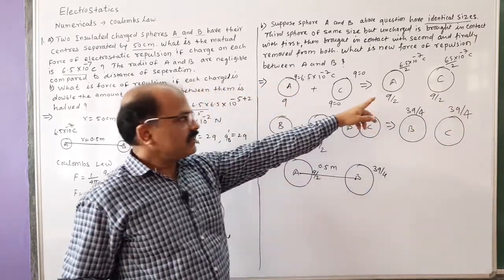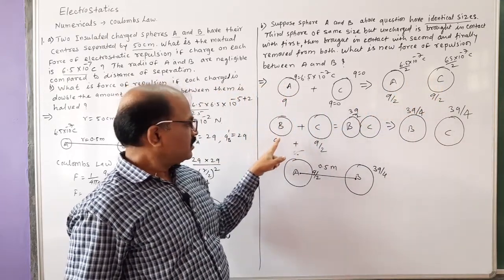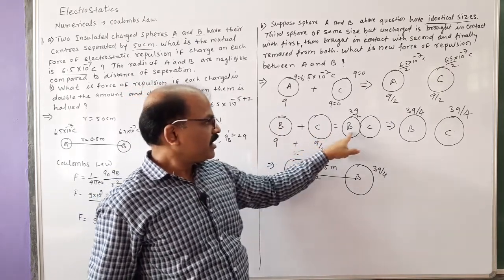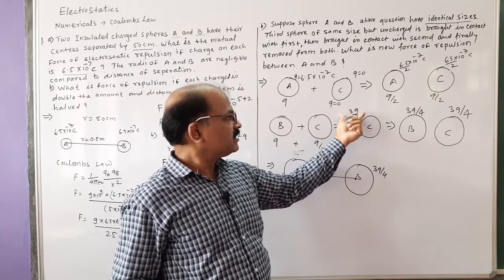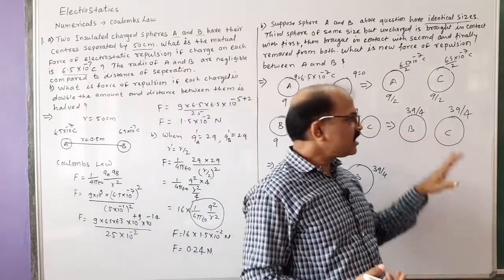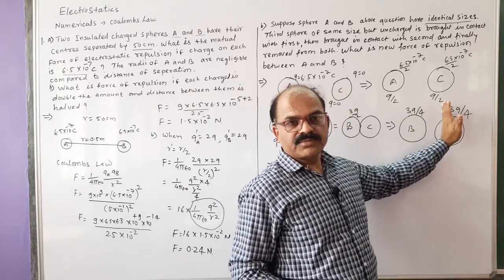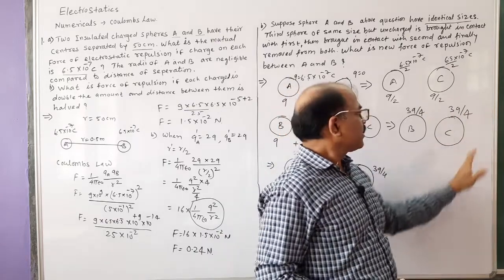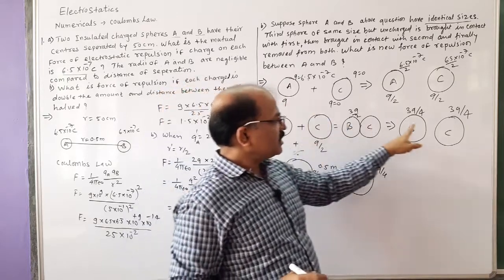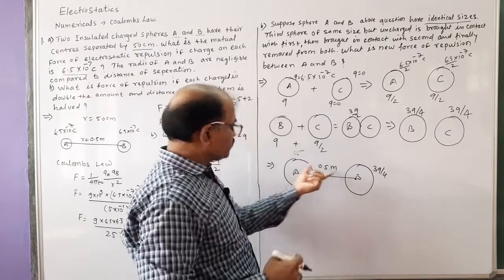Then the third, this is C, brought in contact with B. The charge on B is Q and charge on C is Q by 2. When they are in contact with each other, the total charge is 3Q by 2, and when they are separated, again half of the charge goes to sphere B and half of the charge goes to sphere C. Now the charge on sphere A is Q and charge on sphere B is 3Q by 4. Again they are placed at a distance.